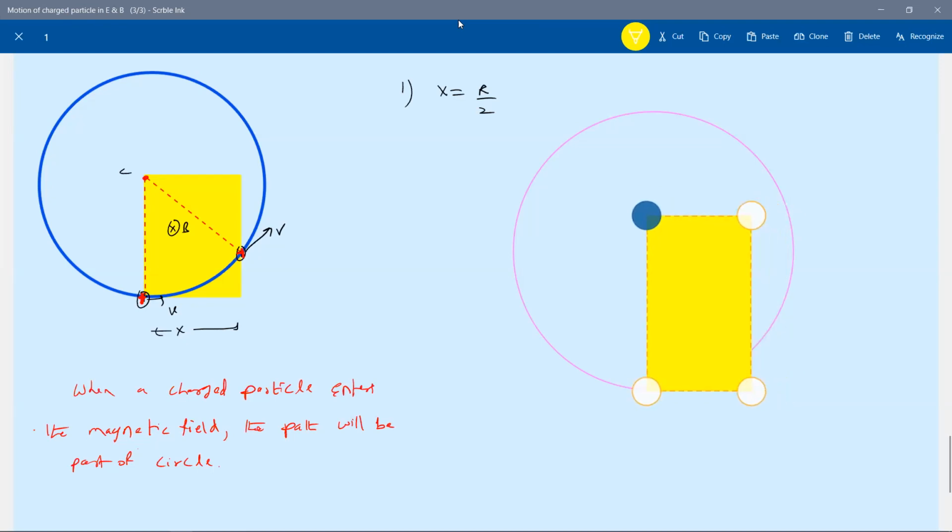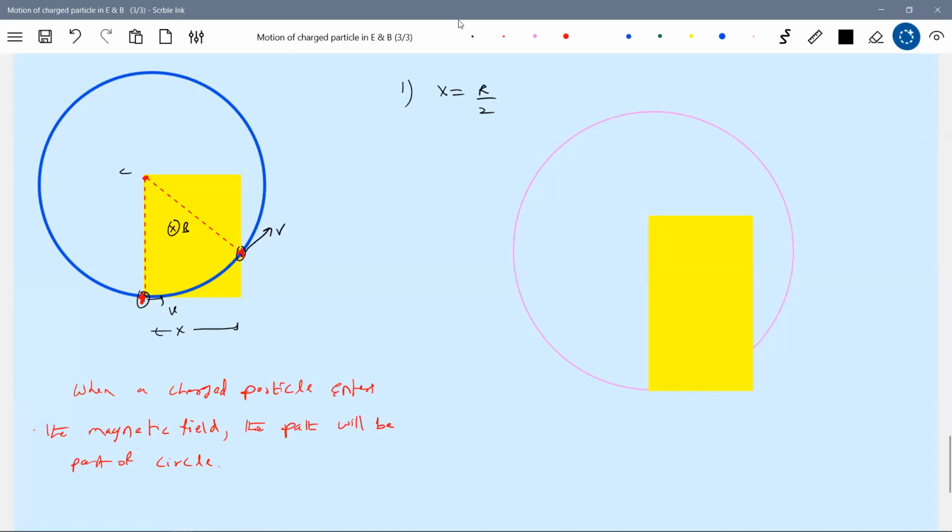X equal to r by 2. Look at the strip. Now the charged particle, here we will put a charged particle. It is projected. It will emerge here. What is this? This is x equal to r by 2. This will be the radius of the circular path.